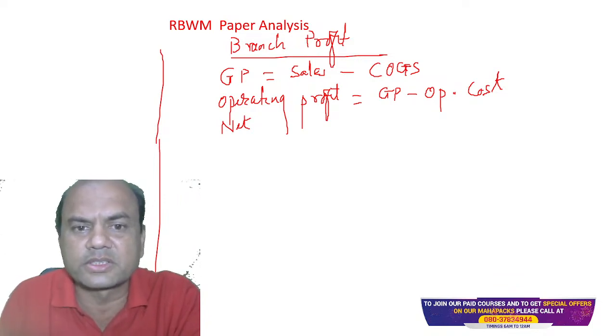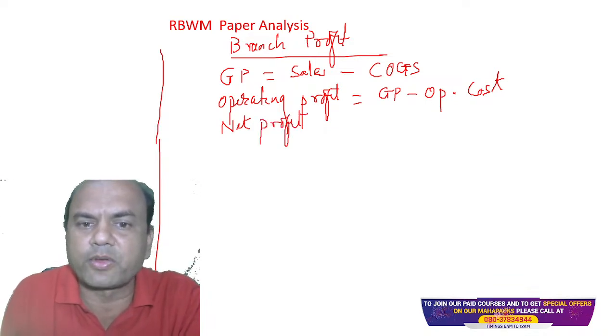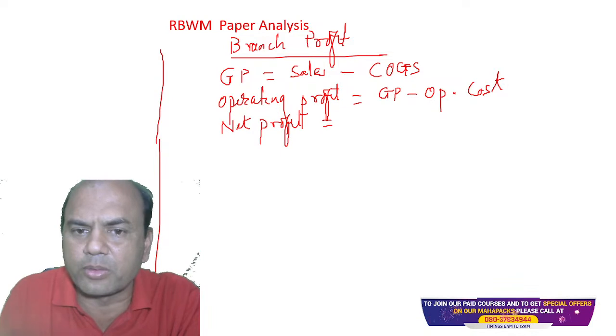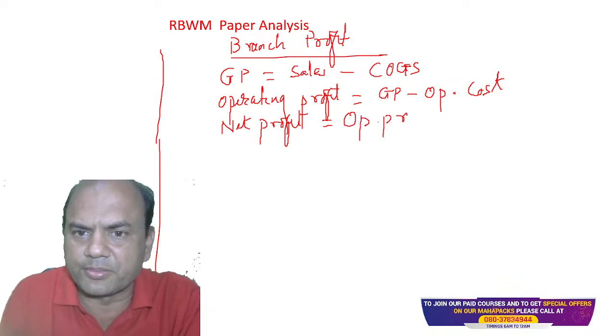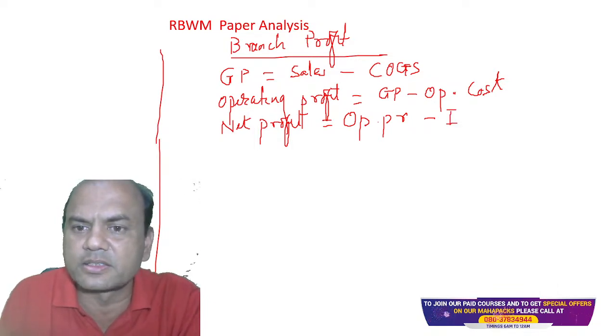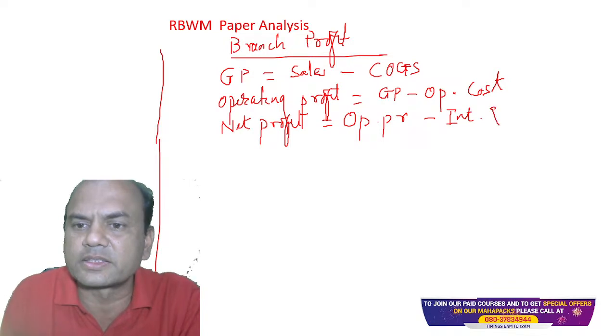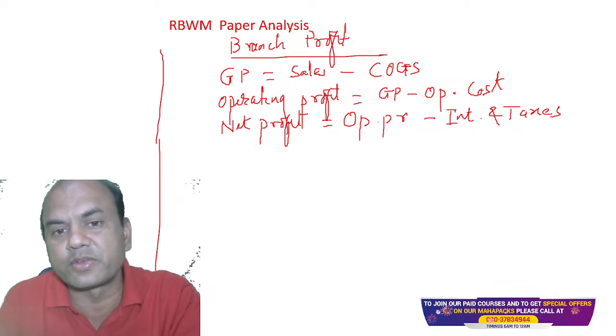Correct. See here, net profit was there. So net profit means what? You take the operating profit you got and subtract interest and taxes. Subtract that, and you'll get the net profit. So remember, this was one case study which was asked.